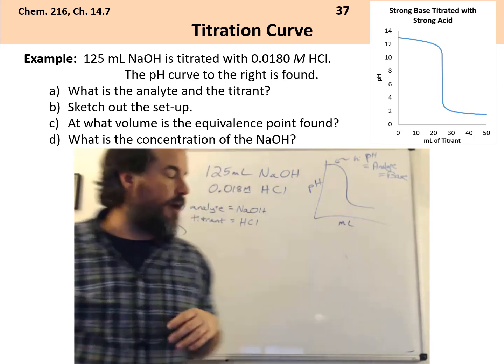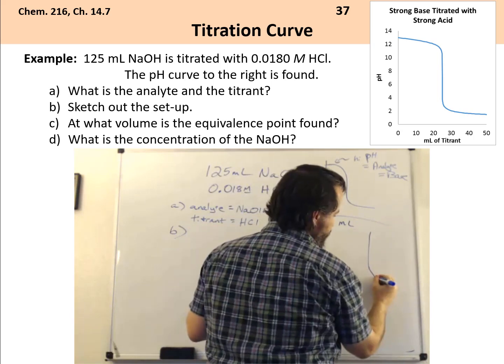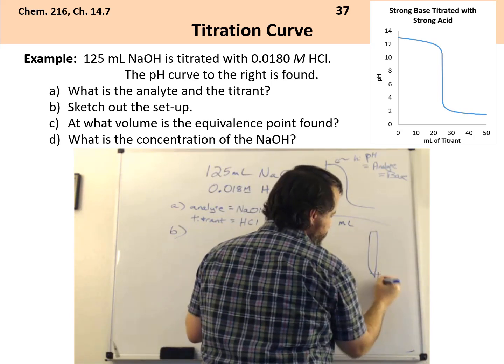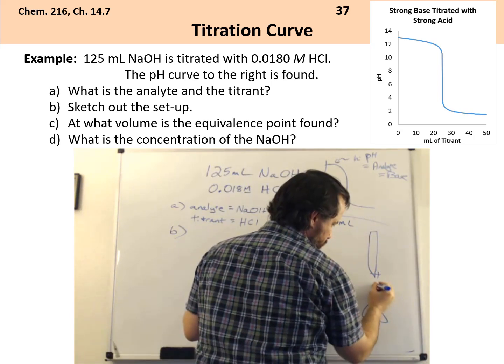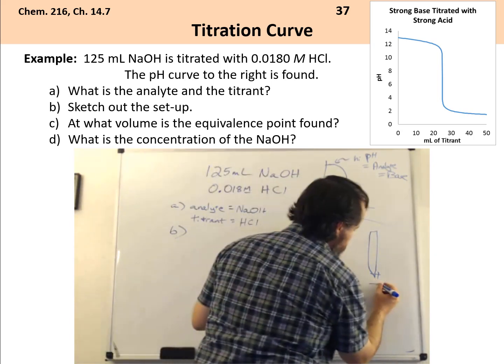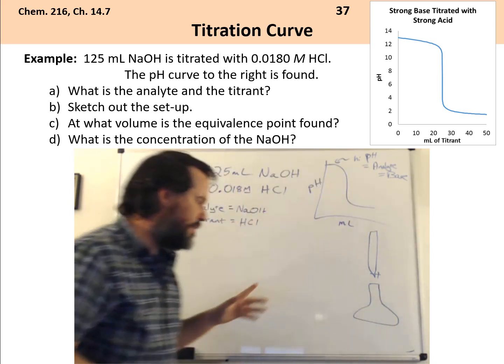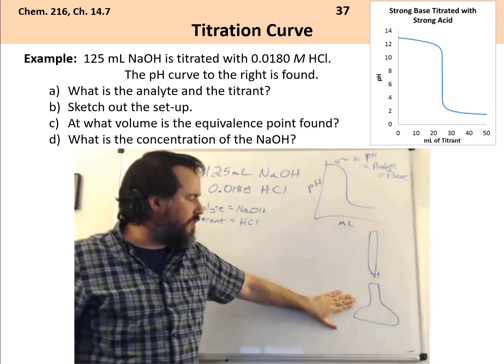Sketch out the setup. Okay, so what does this mean? Well, every titration looks kind of like this. But the key thing is, that's an ugly beaker, Erlenmeyer flask. All right, that's slightly better. What's up here and what's down there?